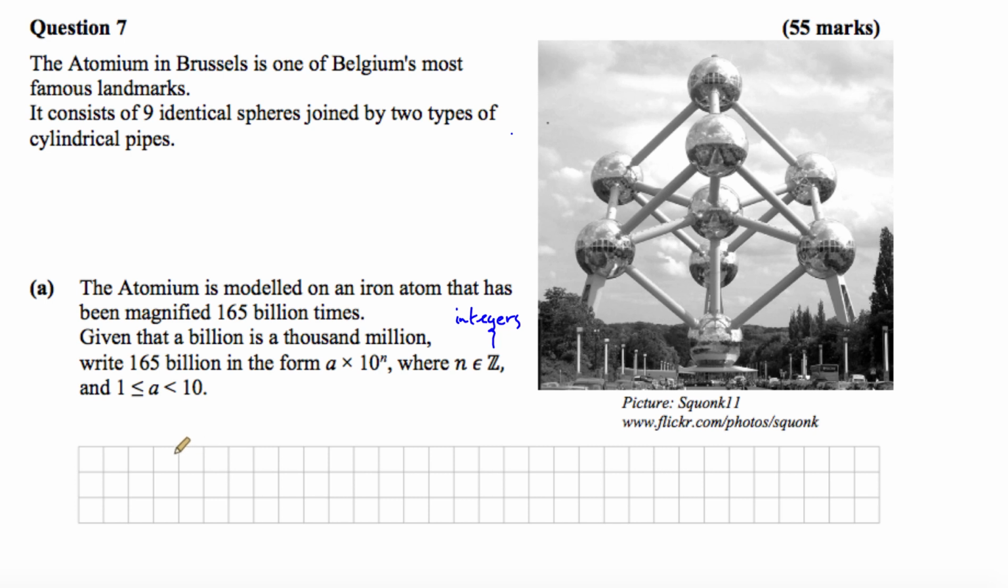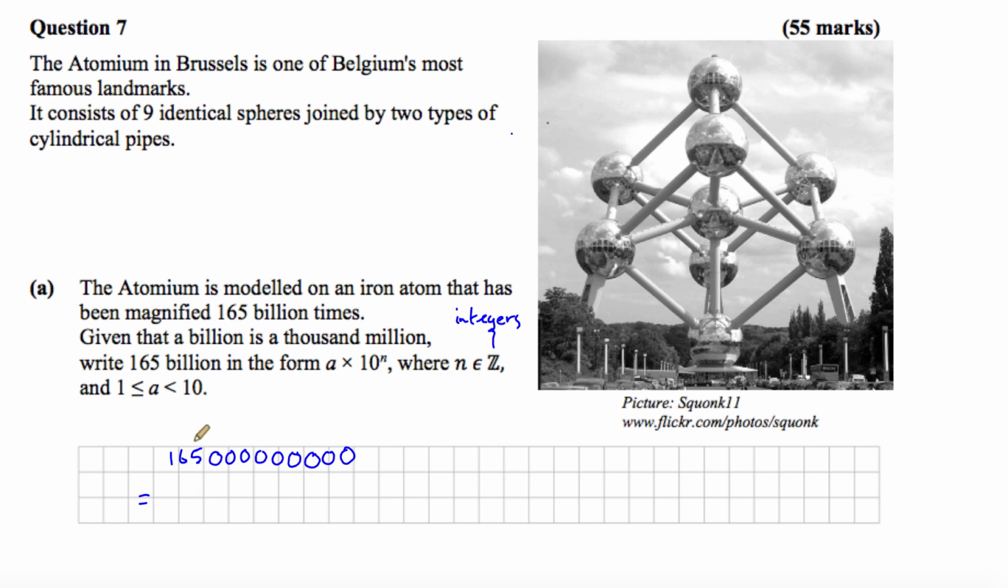Okay, so 165 billion. Well, 165 billion is 1,000 million, so let's do a million first. A million is 6 zeros. And if we have 1,000 of them, we're multiplying. 1,000 has 3 zeros, so that's another 3. So there we have 165 with 9 zeros after. That's 165 billion. Now we want to write it in standard form.